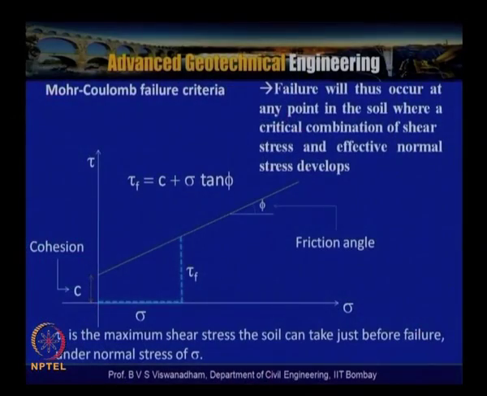So the popular shear strength equation is tau equal to C plus sigma tan phi, which is like y equal to mx plus c, where the intercept C is the cohesion intercept, and the angle of inclination of this Mohr-Coulomb failure envelope is the angle of internal friction, that is the friction angle, as can be seen here. So when you have the combination of tau f and sigma, failure will occur at any point in the soil where a critical combination of shear stress and effective normal stress develops.